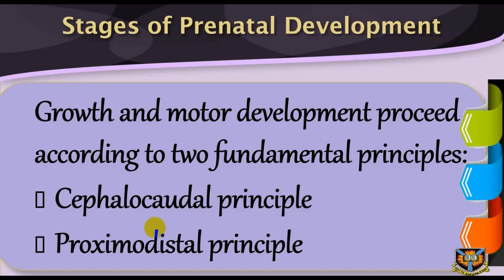Secondly, according to the proximodistal principle, from Latin near to far, development proceeds from parts near the center of the body to outer ones. For example, the embryo's head and trunk develop before the limbs, and the arms and legs develop before fingers and toes. Now let's take the stages one after the other.